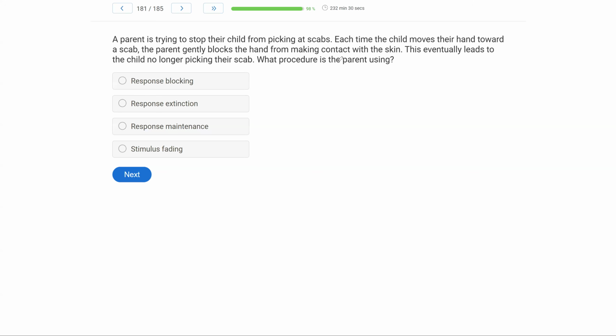Very easy question. When we get an easy question, we trust our preparation, answer it, and move on. We want to identify the procedure. We know the parent is trying to stop the picking. So whenever the hand is moved towards the scab, the parent blocks the hand and doesn't allow it to make contact. So when we're blocking the behavior from happening, what do we call that? Well, we call it response blocking.